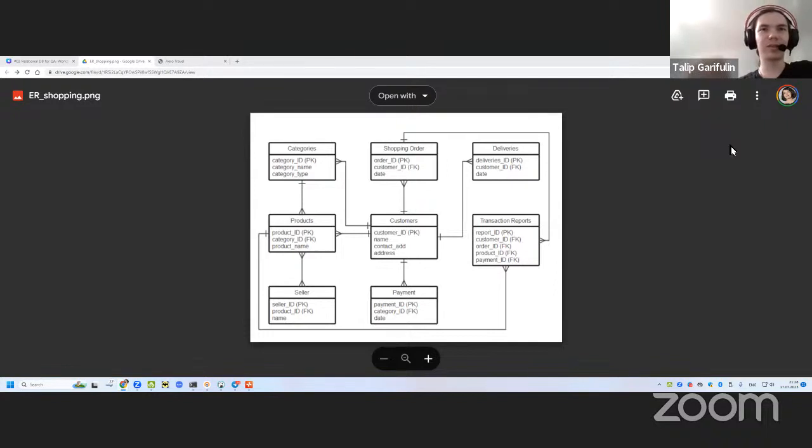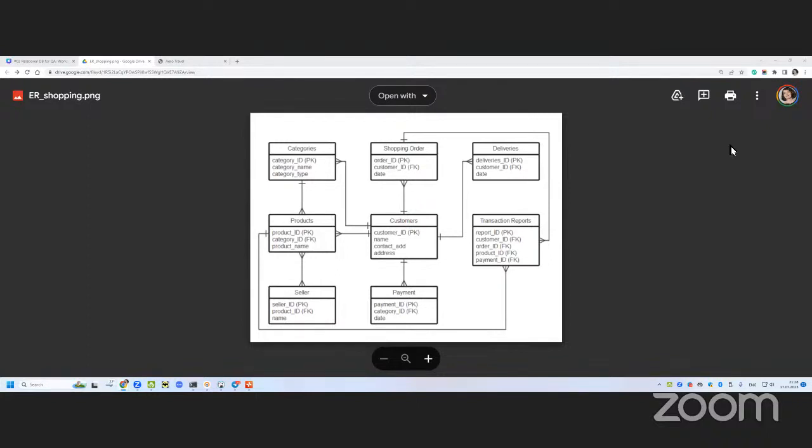No, one order, one delivery. Okay, it's one to one. Seems so. But I can do many shopping orders in one delivery. Yes, I think it's a normal situation.